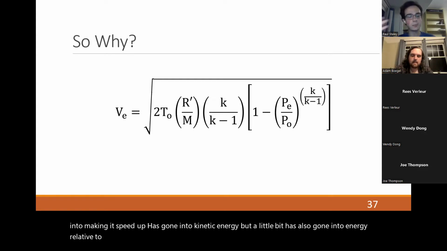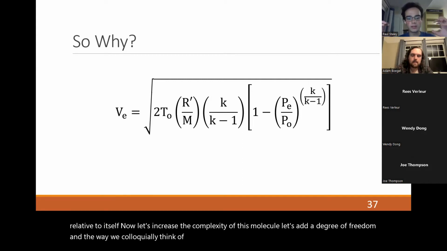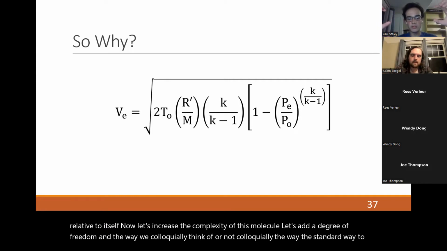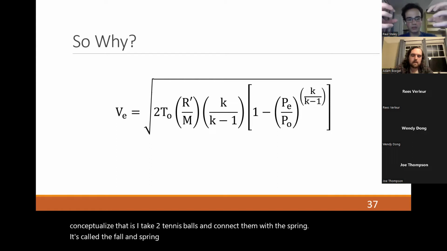Now let's increase the complexity of this molecule. Let's add a degree of freedom. The standard way to conceptualize that is I take two tennis balls and I connect them with a spring. So it's called the ball and spring model. I've got these two tennis balls connected by a spring, and I kick that whole system.